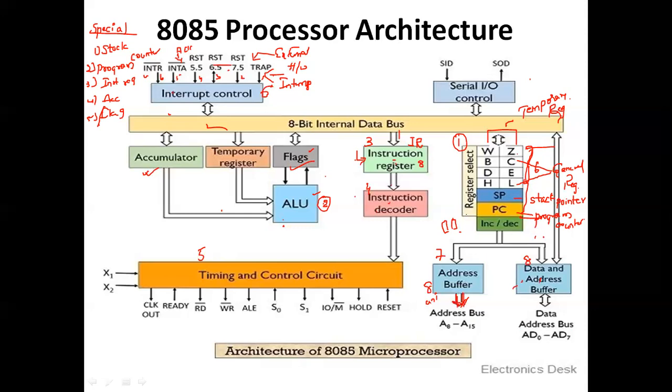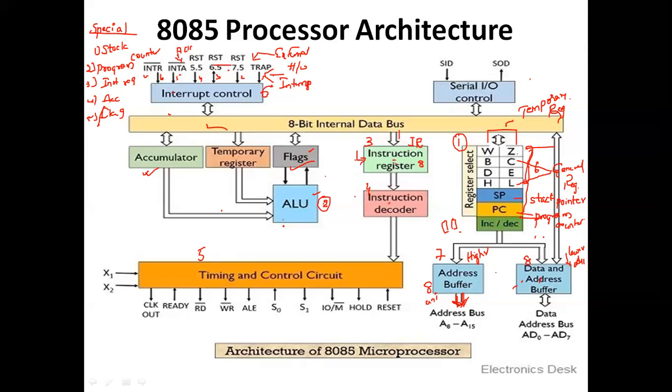When it comes to the address buffer, it is used to hold the higher order bits. When it comes to the data and address buffer, it is going to carry the lower order bits. That is the difference between this address buffer and this address buffer. You may get a doubt as to why there are two address buffers.